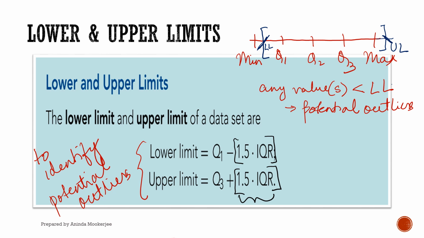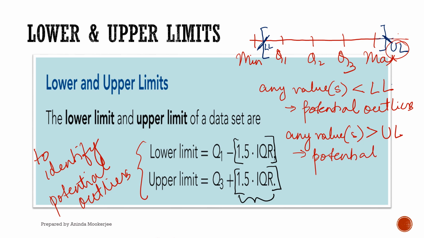Outliers. Any values greater than the upper limit that we find using this formula here would be potential outliers. Potential outliers.